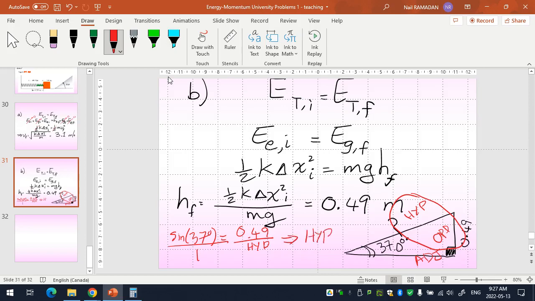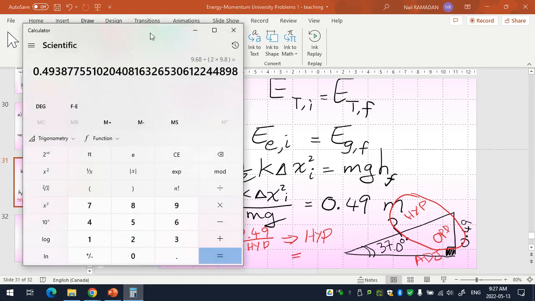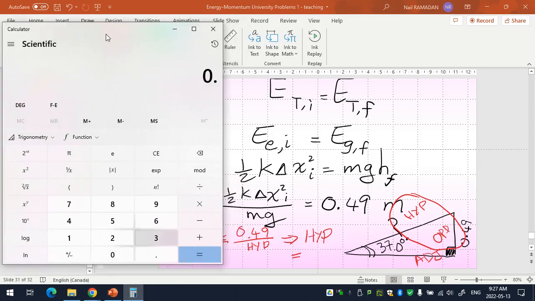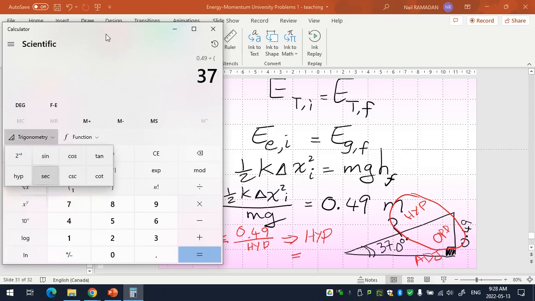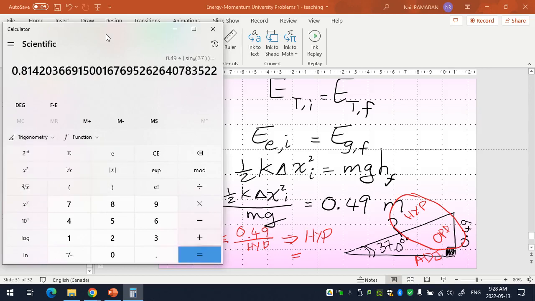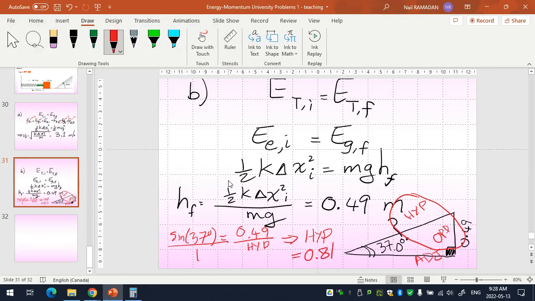So the hype is equal to 0.49 divided by, I have to put a bracket, and I have to do sine 37. Do I need the shift? No. Why not? Because am I using an angle or finding it? If you're using it, you never use shift. If you're trying to find it, you use shift. Boom. It climbs up 0.81 meters on the ramp. That is the distance.